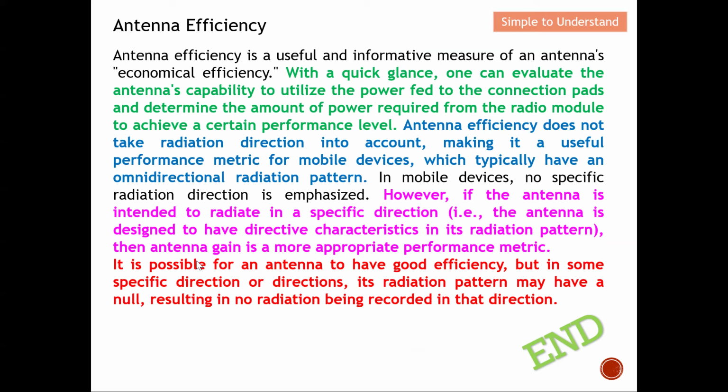So please be sure when you describe the antenna in terms of antenna gain or antenna efficiency. It is possible for an antenna to have good efficiency, which means a very highly effective conversion of input power to radiated power. However, in a specific direction, the radiation pattern may have a null, which means that nothing comes out in that specific direction. Basically this is what it means.